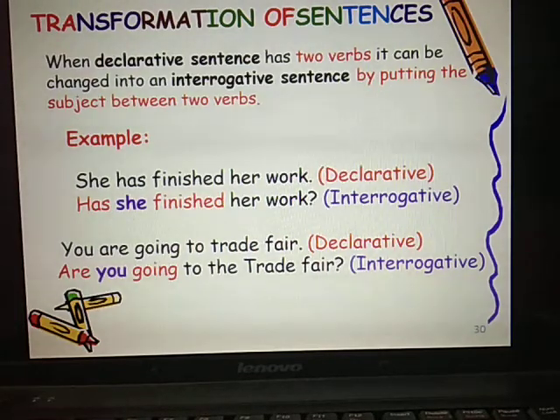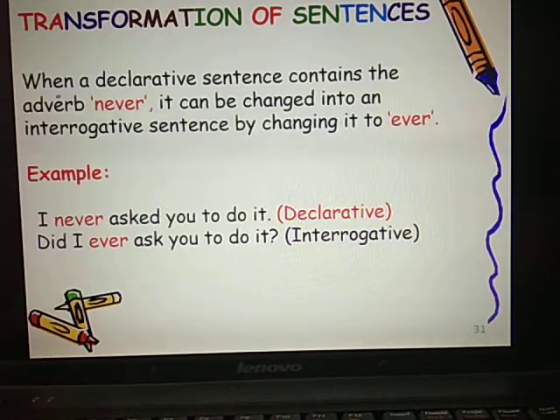You are going to trade fair. Now are and going both are verbs. So you will find you is the subject we have placed in between. Are you going to the trade fair? And we have put a question mark.